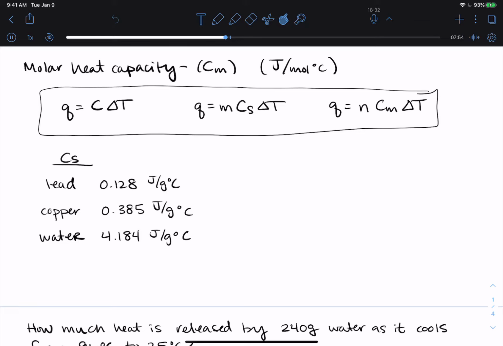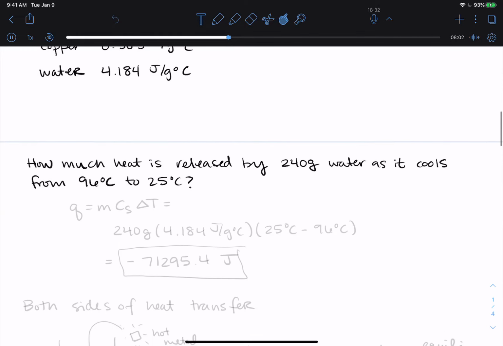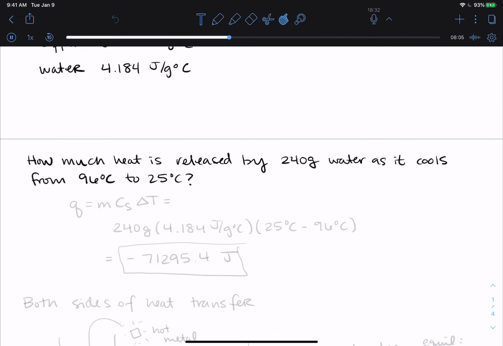Okay, so let's do this. We have a couple of practice problems to do. We're going to do one quick one just to put some numbers and units in here, and then one that's a little more complicated. Our first practice problem says: how much heat is released by 240 grams of water as it cools from 96 degrees Celsius to 25 degrees Celsius? So we have a specific mass of a substance and a temperature change. And if we look a little bit earlier, we also have a specific heat capacity for water.